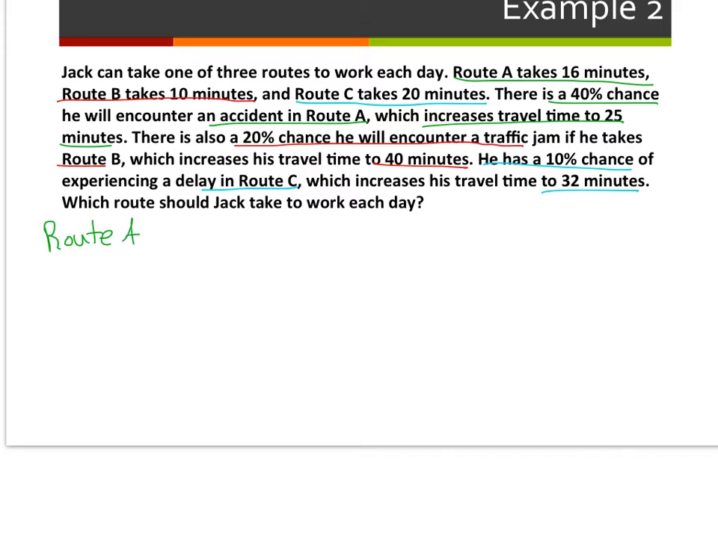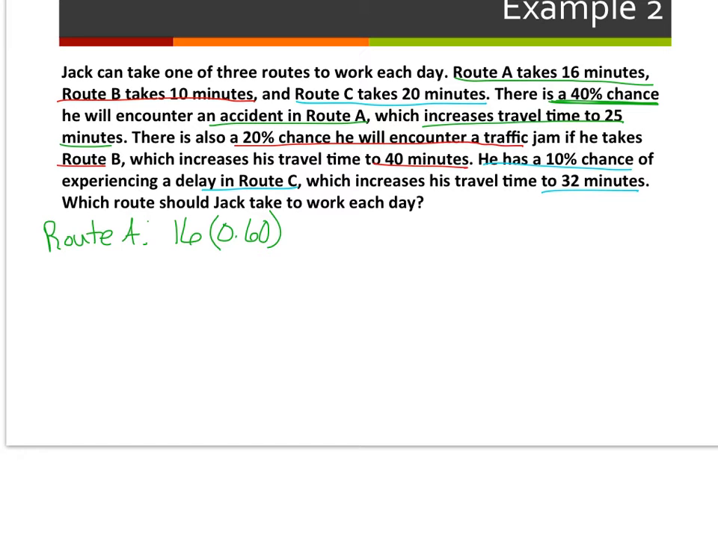So let's start with route A. Route A we know is going to take him 16 minutes. Normally it'll take him 16 minutes. Now, there's a 40% chance that he'll encounter an accident. With that 40% chance, his travel time will increase to 25 minutes. So the other 60%, or 0.60, there's a 60% chance that it's only going to take him 16 minutes. Because with route A, there are 2 options.